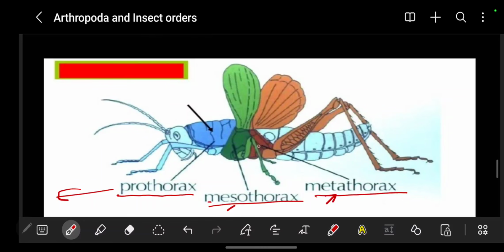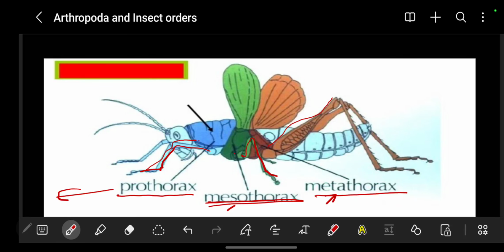Now each part of the thorax has got legs. We have these legs like that. Even here we should have these legs, as you can see. Then finally we are going to have the final legs at the metathorax like that.